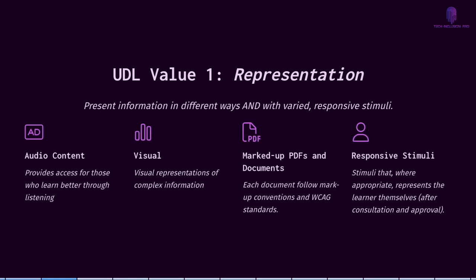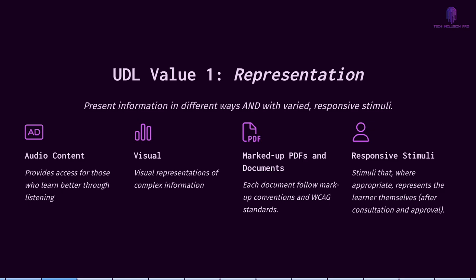So the first value within UDL is this idea of representation. Present information in different ways and with varied responsive stimuli. So what does that mean? In audio content, that could be providing access for those who learn better through listening. For visualization, it could be visual representations of complex information. Maybe there's some kind of chart that you can use or process flow or so on. Marked up PDFs and documents, so each document follows markup conventions from WCAG standards for web accessibility.